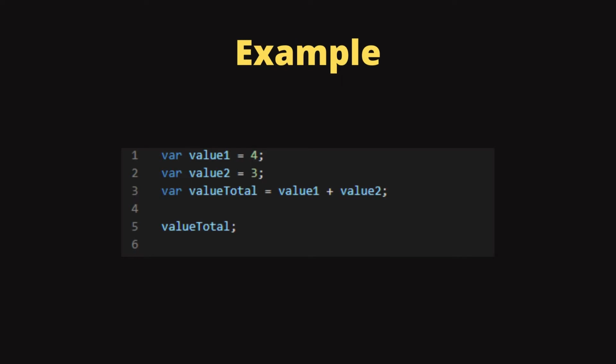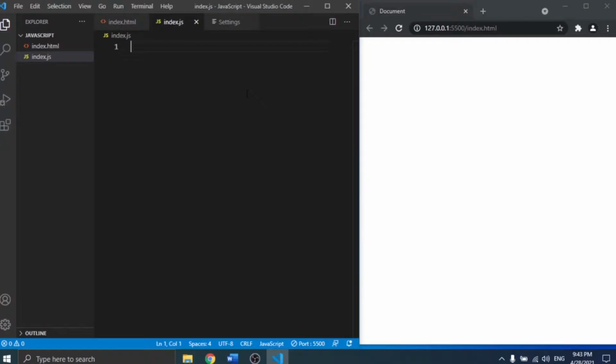Let's take a look at this example. We have declared two variables and we have given to them different values. We have also created a new variable named value total. The value of the new variable is the addition sum of the first two variables, which is 7. This means that we can use variables in expressions and to hold the values just like in algebra. Let's move into the practice.